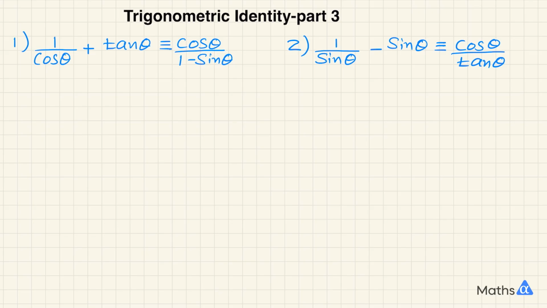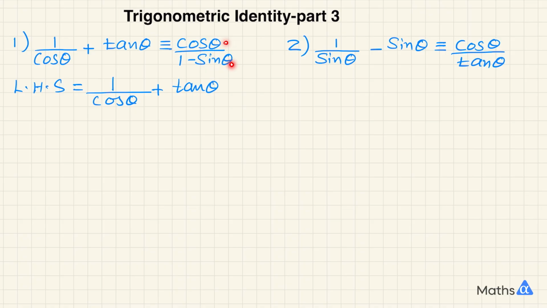We can take one side of the identity. Let me take the LHS, left hand side. You can write it down. We have 1 over cos theta plus tan theta. So we need to simplify this to get this single fraction on the right hand side. If you look at the right hand side, we can see cos theta and sin theta there.